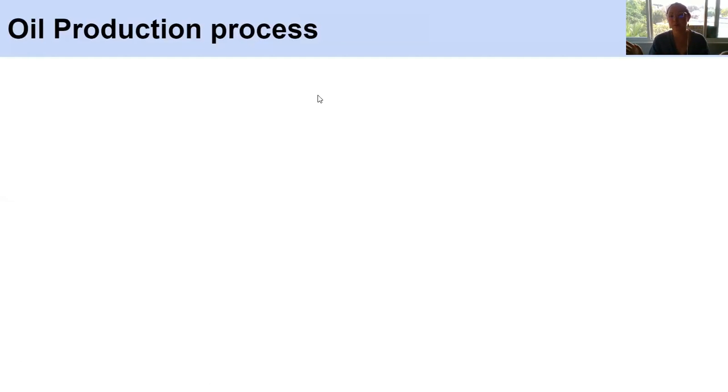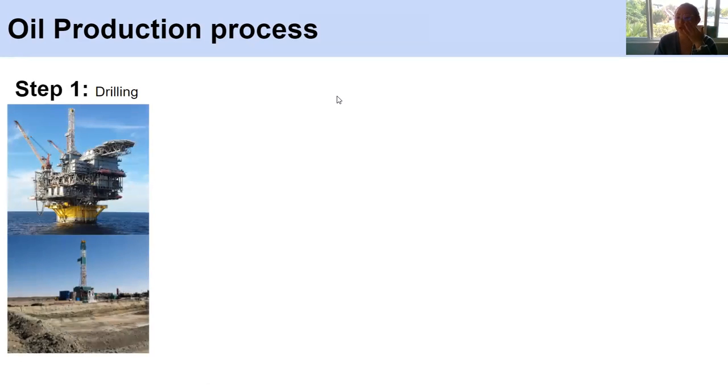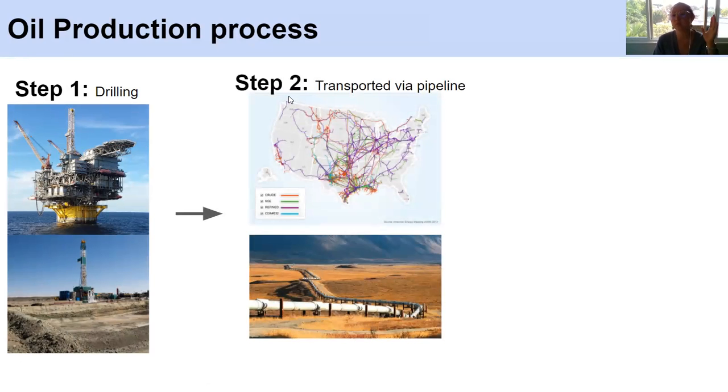I just want to give a quick reminder of what the process of producing oil is like. Step one, what you saw in the artifact, is drilling, either ocean drilling or drilling on land. Step two is you have to transport that raw oil to a refinery site to process it. You need some sort of transportation. Often it is pipeline, sometimes they drive it, sometimes it's by train, but oftentimes it is pipeline.